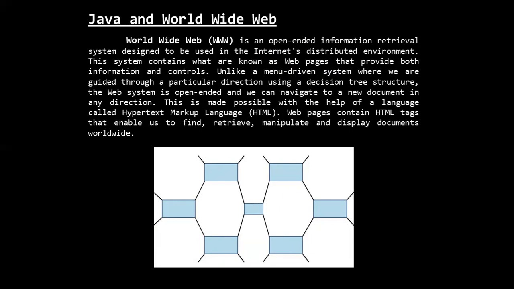This is made possible with the help of a language called Hypertext Markup Language, HTML. Web pages contain HTML tags that enable us to find, retrieve, manipulate, and display documents worldwide. Java was meant to be used in distributed environments such as the Internet. Since both the web and Java share the same philosophy, Java could be easily incorporated into the web system.